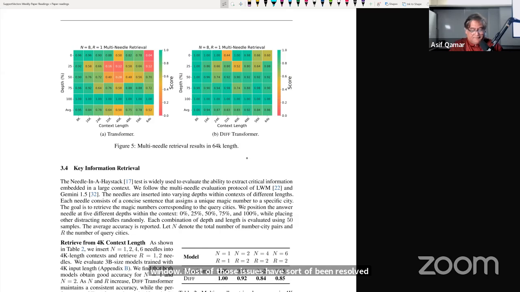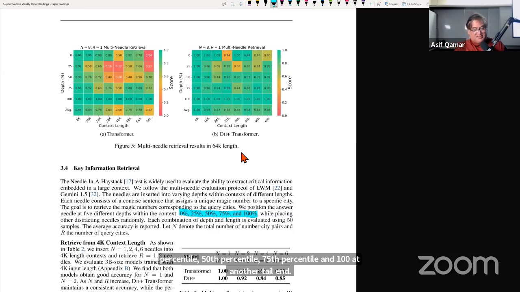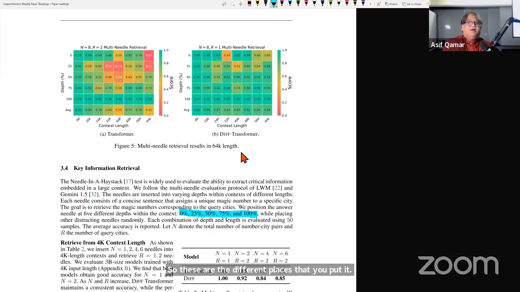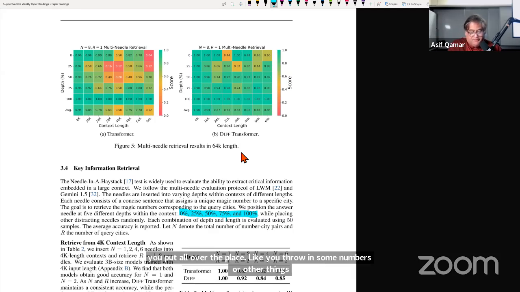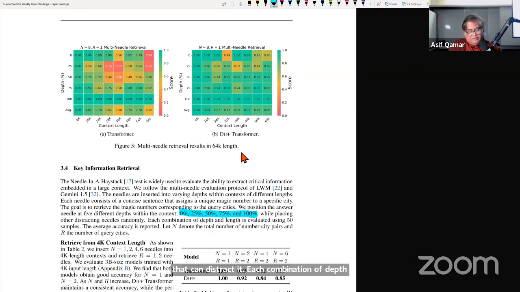Nevertheless, this benchmark remains. So they put it at 5 different depths. 0 depth means you put it in the first sentence itself, then the 25th percentile, 50th percentile, 75th percentile, and 100 at the other tail end. These are the different places that you put it, while placing other distracting needles randomly. You throw in some numbers or other things that can distract it. Each combination of depth and length is evaluated using 50 samples, so you do quite a few iterations. The average accuracy is reported, in other words, the average over those 50, I suppose.